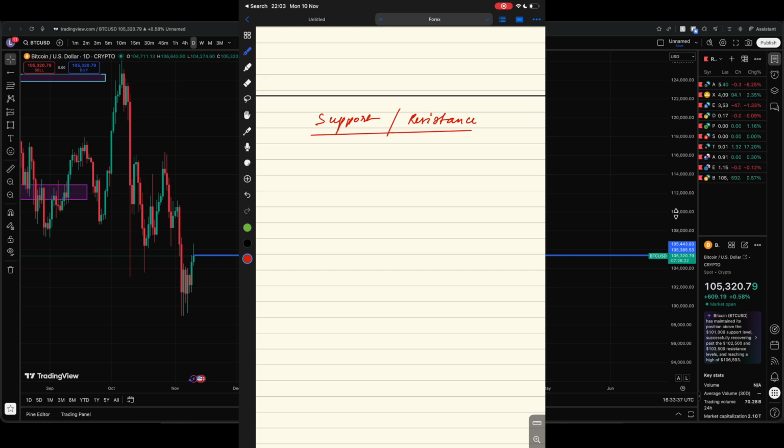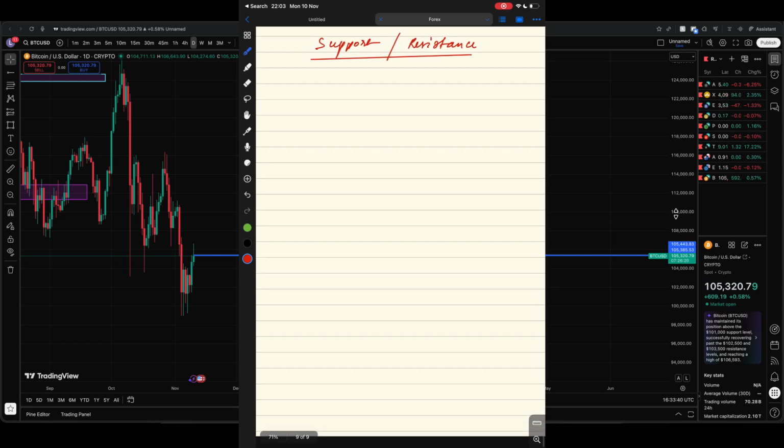Support and resistance. So what does support mean to you? That someone is supporting you. If the price is going in this direction, here there is a line which is called support for that price, which is supporting that price to move in the upward direction.